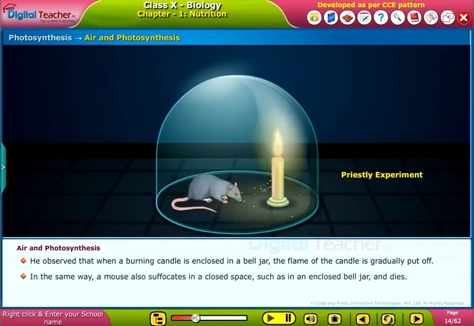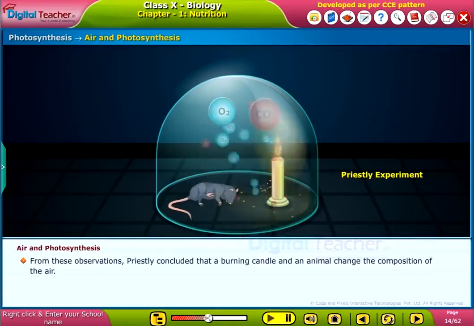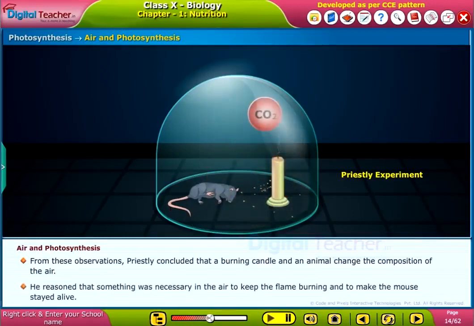In the same way, a mouse also suffocates in a closed space, such as an enclosed bell jar, and dies. From these observations, Priestley concluded that a burning candle and an animal change the composition of the air. He reasoned that something was necessary in the air to keep the flame burning and to make the mouse stay alive.